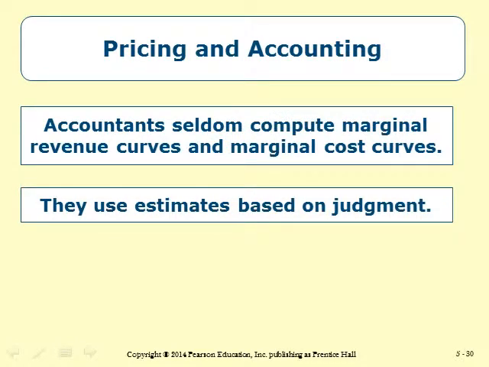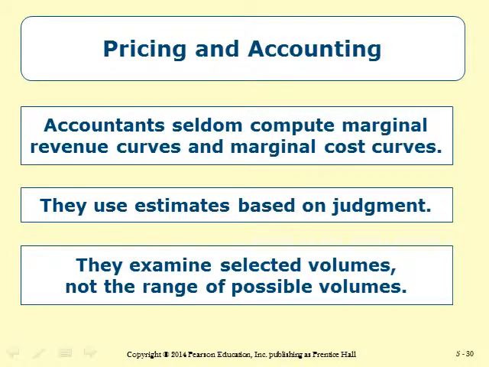Accountants seldom compute marginal revenue and marginal cost curves. Instead, they use estimates based on judgment to predict the effect of additional production and sales on profits. In addition, they examine selected volumes, not the whole range of possible volumes. Such simplifications are justified because the cost of a more sophisticated analysis would exceed the benefits.